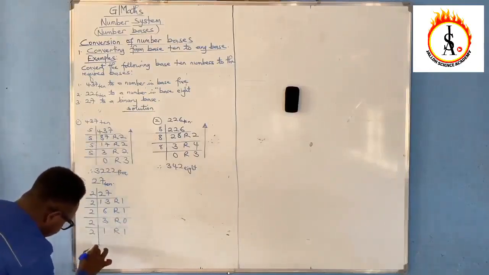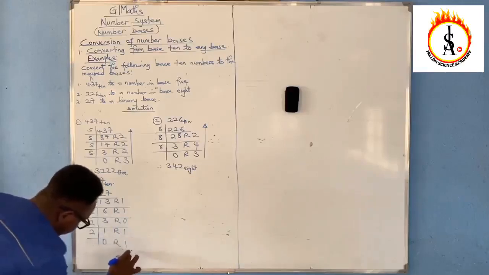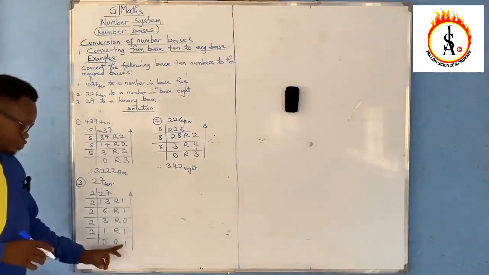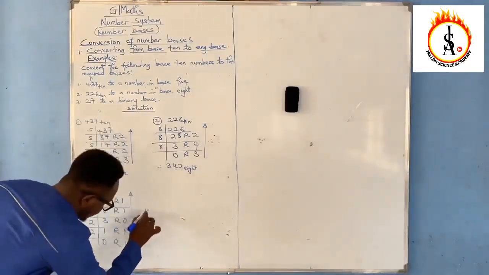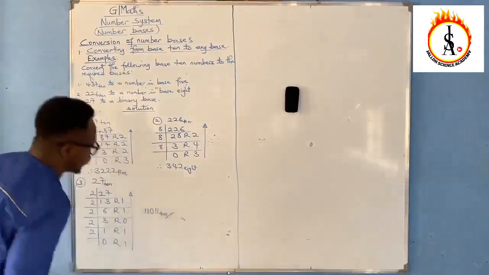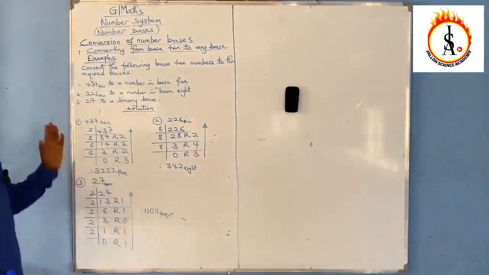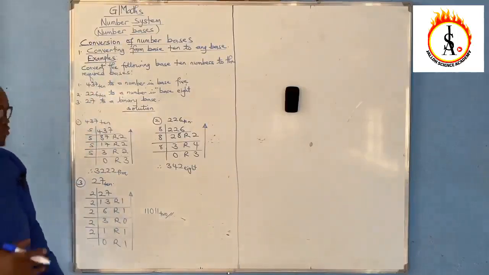And we use 2 again. 2 into 1 is 0 with a remainder of 1. So indicate our arrow from bottom to top. So our answer is 11011 in base 2. So this is how we can convert from base 10 to any base.